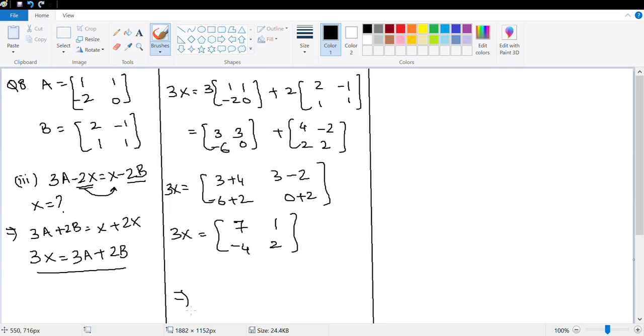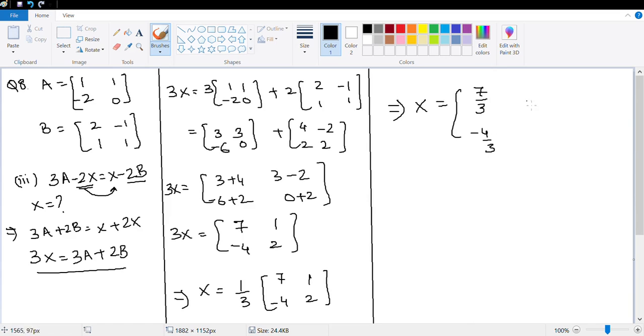Now how do I calculate x? X will be equal to 1 by 3. This is simple calculation that we've done. 1 by 3, you take this 3 on the other side, which is 7, negative 4, 1, and 2. How do you divide? This is basically a division or multiplying with 1 by 3. So you divide each element by 3 or multiply each element with 1 by 3, whichever way you look at it. So this will become 7 by 3, negative 4 by 3, 1 by 3, and 2 by 3. Basically, this is your answer.